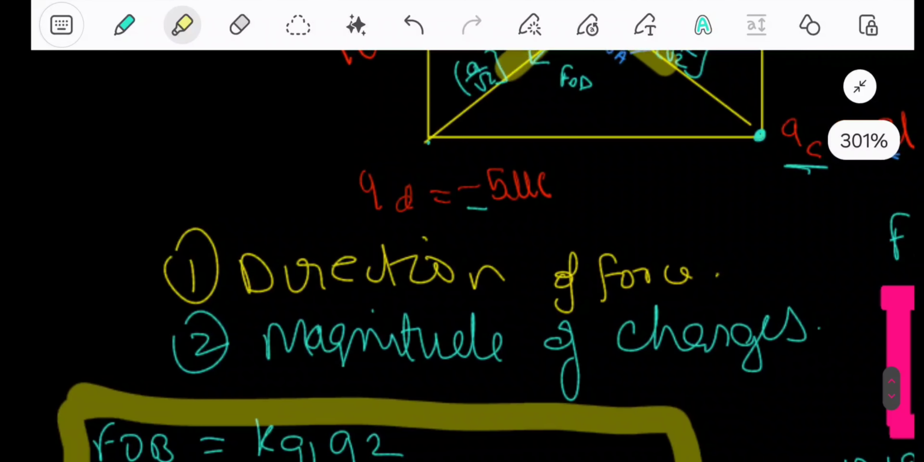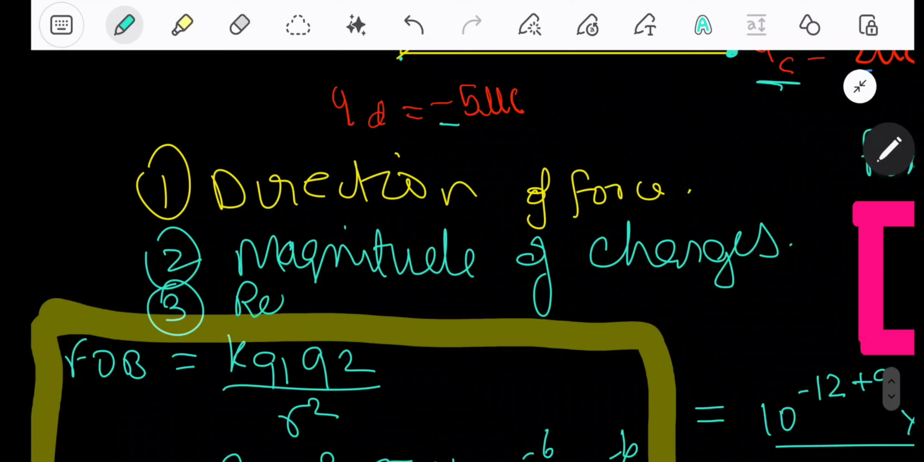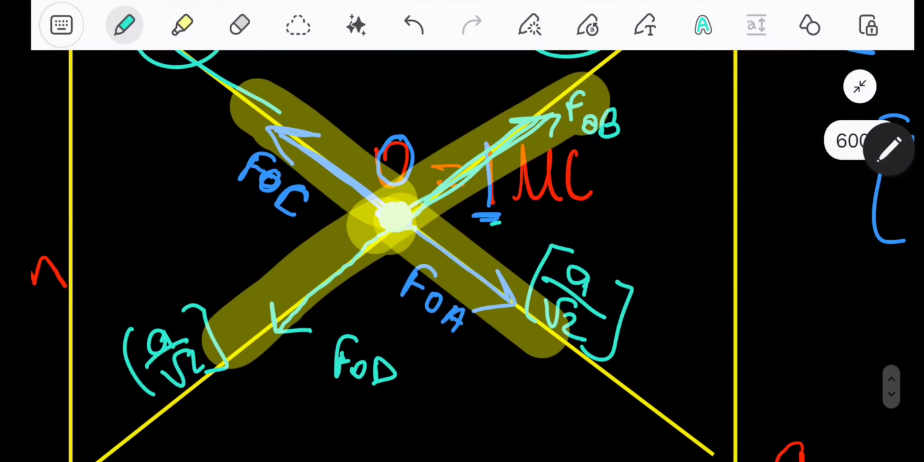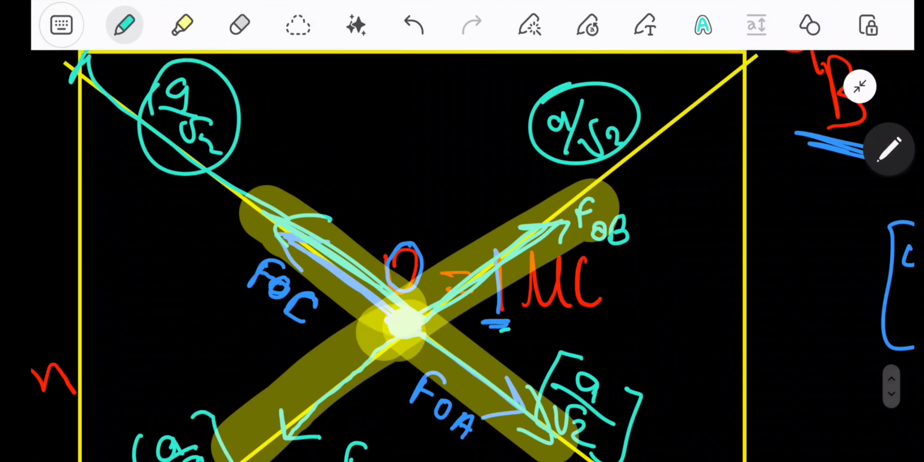So the third step that we're going to do is, after finding magnitude, we need to find the resultant force. So let's find resultant force. How do you find resultant force? This is equal and opposite. That means it will get cancelled. The answer will simply be 0.